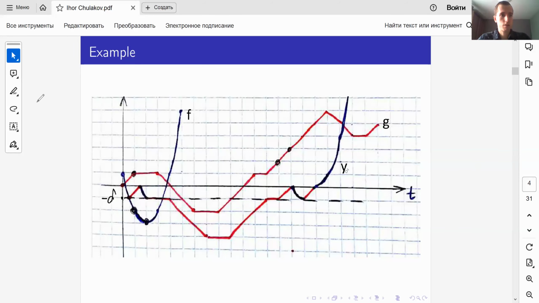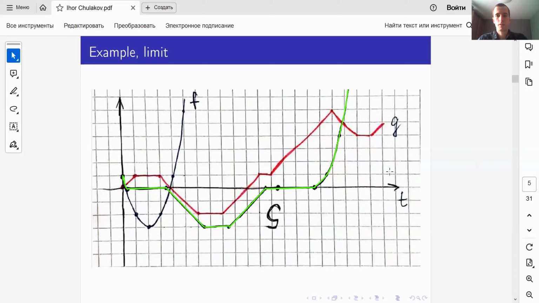On the next slide you can see actually the same problem, but here we tend delta to 0. We want to tend delta to 0 and see what we will have in the limit.